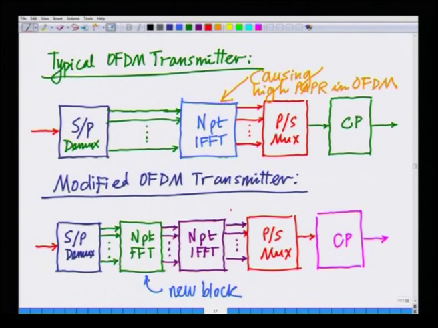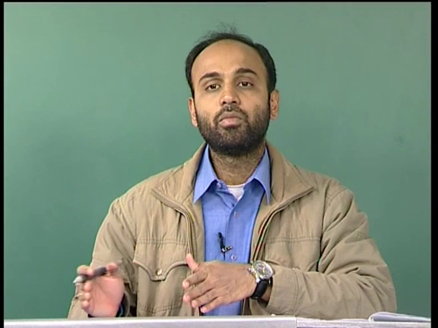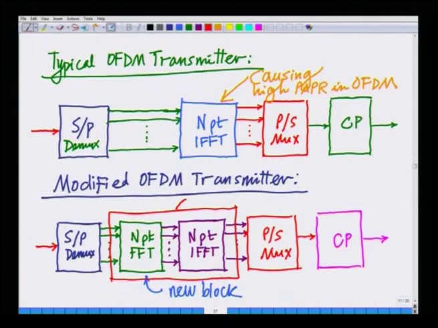Now, look at what is happening here. If we look at the N-point FFT followed by the N-point IFFT, they are inverses of each other, so they cancel. This has a cancellation effect. So, the FFT and IFFT cancel out.